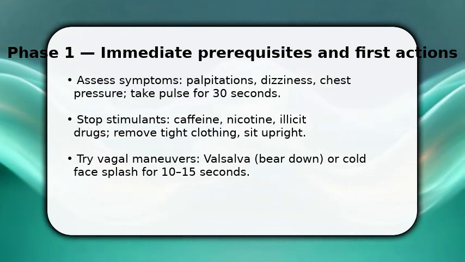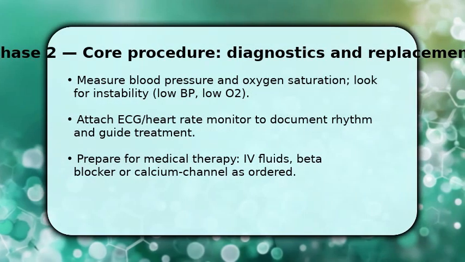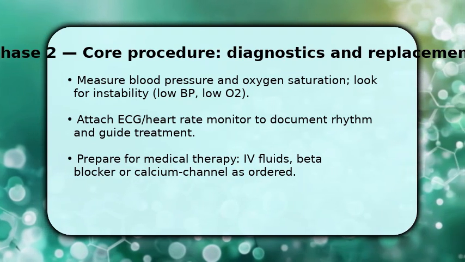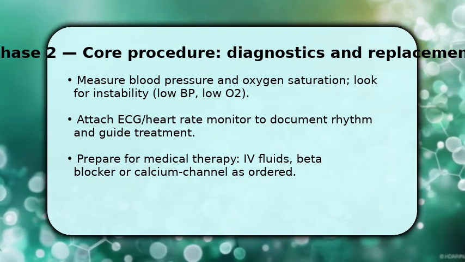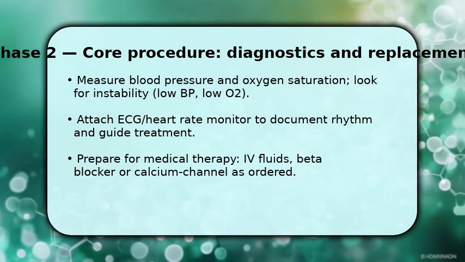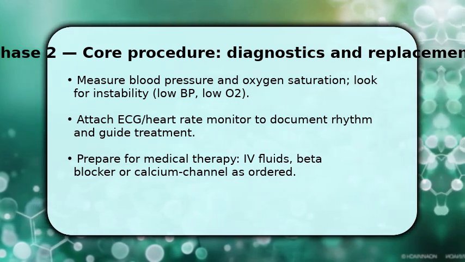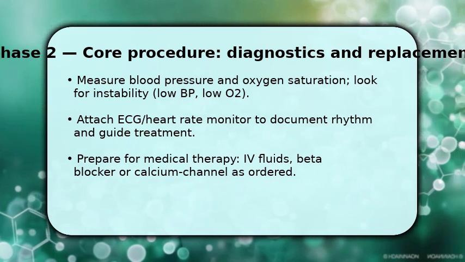Measure blood pressure and oxygen saturation because instability changes your plan. Make sure an ECG is running so you can see the rhythm and record it for the team. This guides whether you need rate control, rhythm control, or urgent cardioversion.